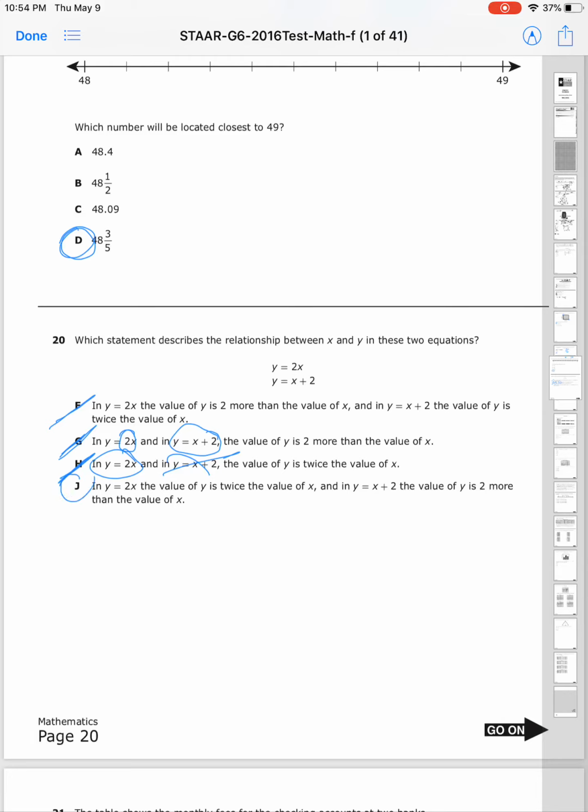Okay, and last but not least, J is our answer. In y equals 2x, the value of y is twice the value of x, and in y equals x plus 2, the value of y is 2 more than the value of x. So number 20 is J. Remember, if something is multiplied together, it's times. If it's adding together, it's saying it's 2 more. We have to kind of look at the wording of the answer choices.